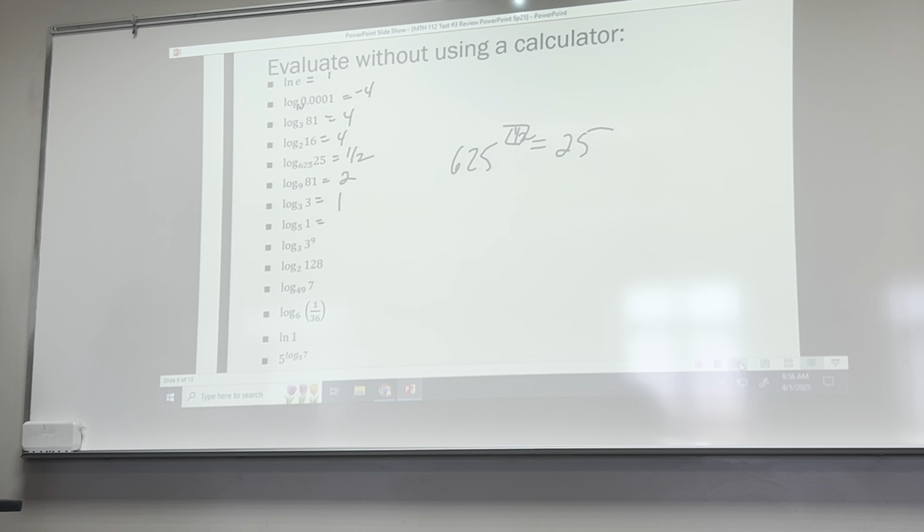Log base 5 of 1 means 5 to what power is 1? If the base is whatever, but the argument is 1, the answer is always what? 0. Right, these are properties. These are on the handout that I gave you.